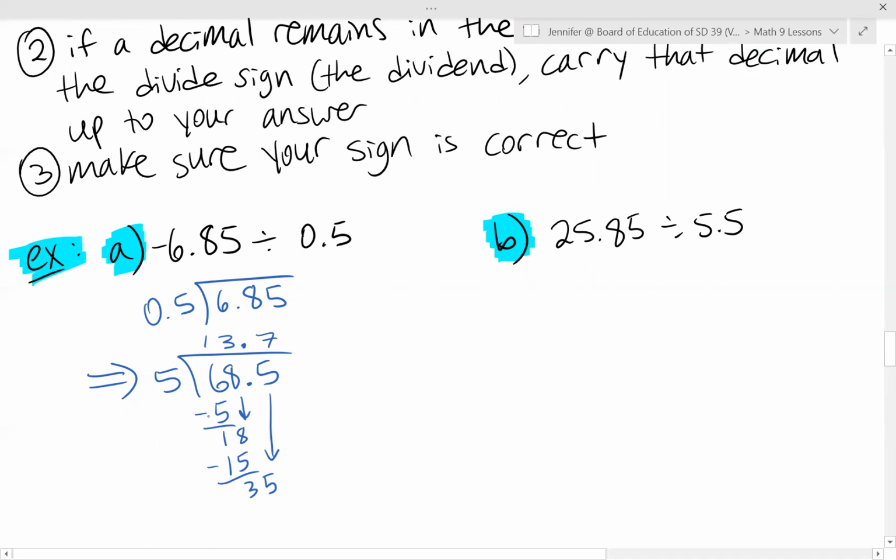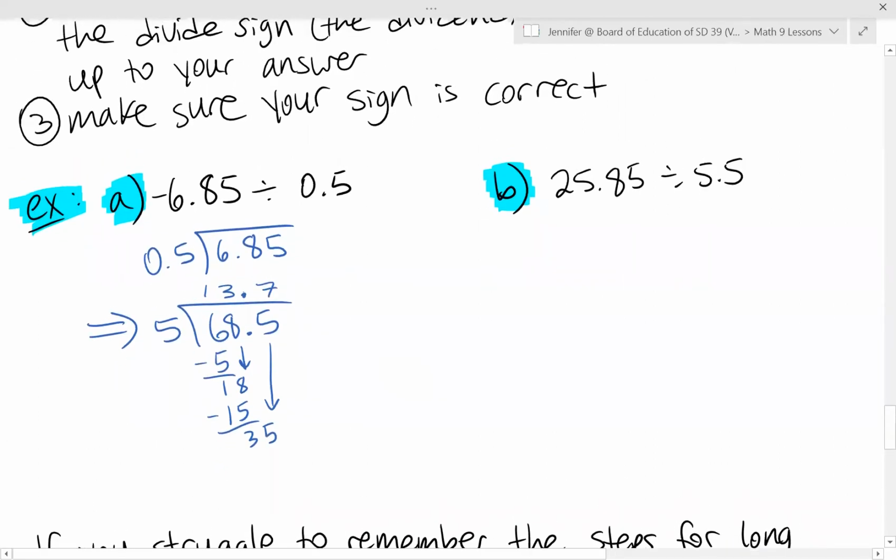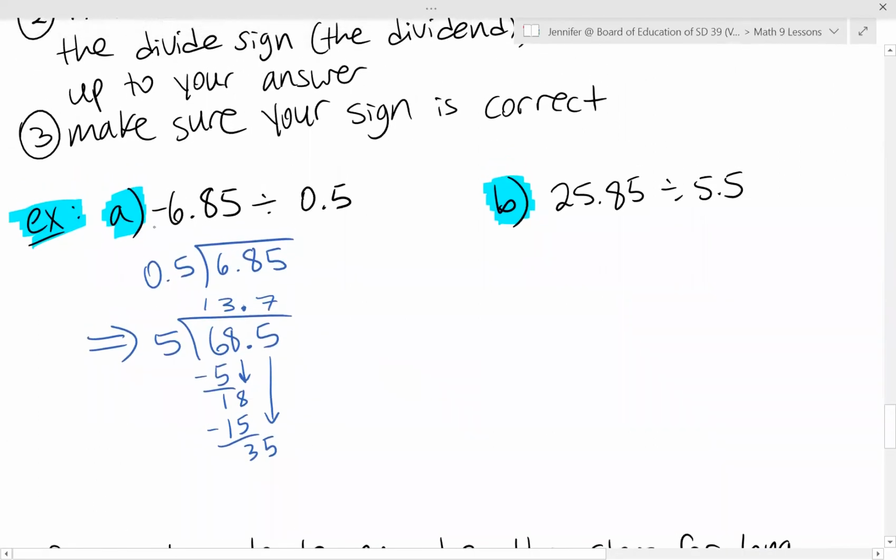The decimals are already dealt with because we brought the decimal point up. Lastly, we have to make sure that our sign is correct. So since we had 1 negative and 1 positive, overall the answer is going to be negative. So negative 13.7 would be our answer.